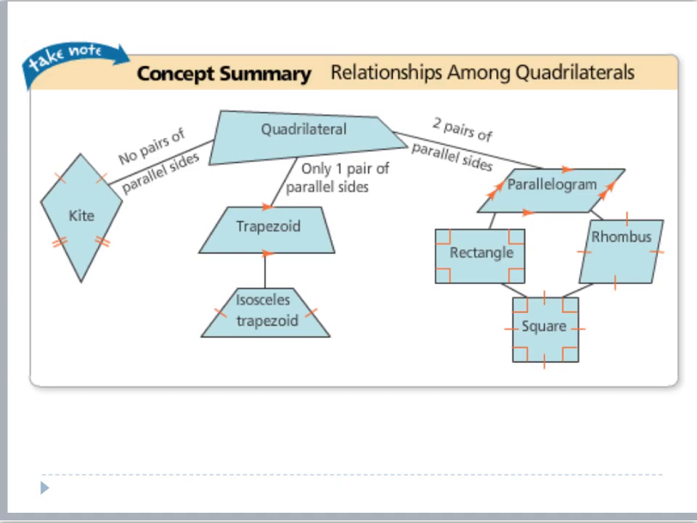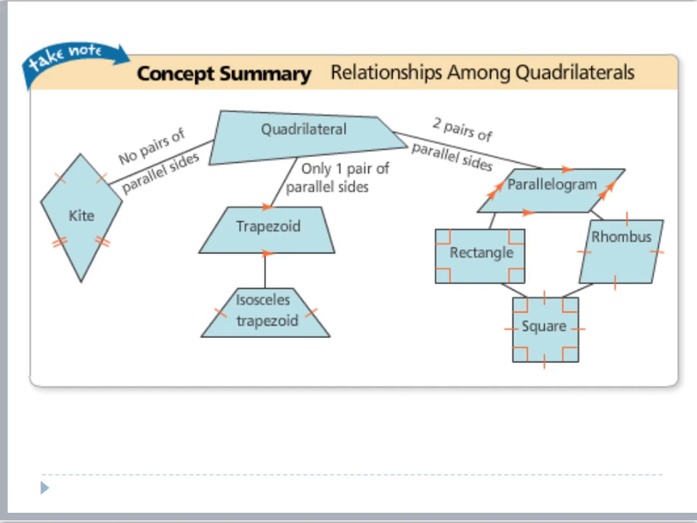All right, our last slide here, now that we have gone over all of these different types of figures, helps to break down where everything is related. Everything starts as a quadrilateral there at the top, and then we have 3 different categories. We have a kite, with no pair of parallel sides. It has a couple pairs of congruent sides, but none that are parallel.